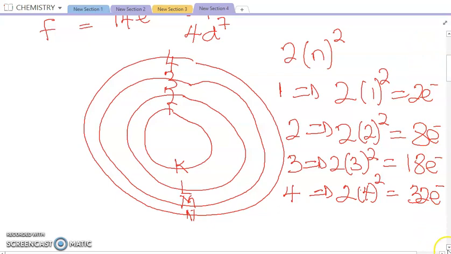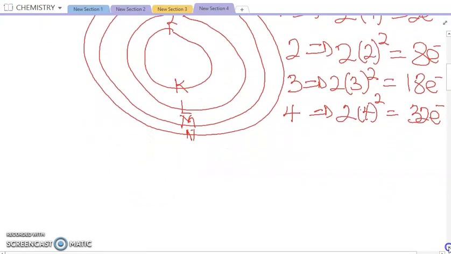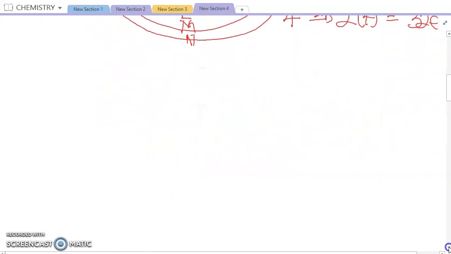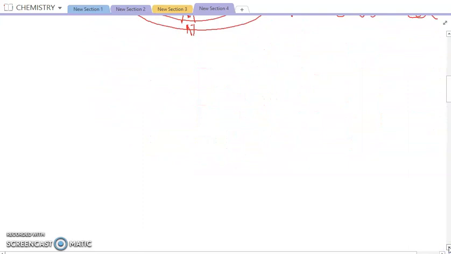Let us apply it in writing the electronic configuration of the first 10 elements. To do this, let us start with hydrogen. The electronic configuration will be 1s1, meaning shell 1, s orbital, 1 electron. The next element is helium, that is 1s2.